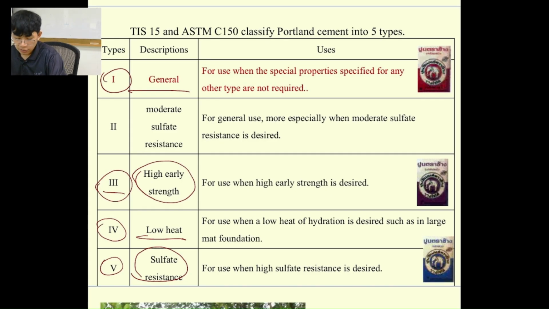So they have different formulas to make cement with low heat. For example, if you construct a really high structure, like a massive structure such as a dam or a big mat foundation, you need to use type 4. When you order it, you need to specify it to the cement plant carefully.